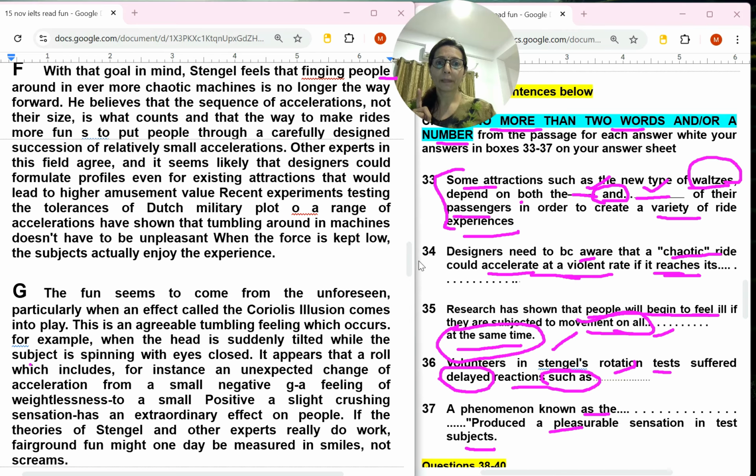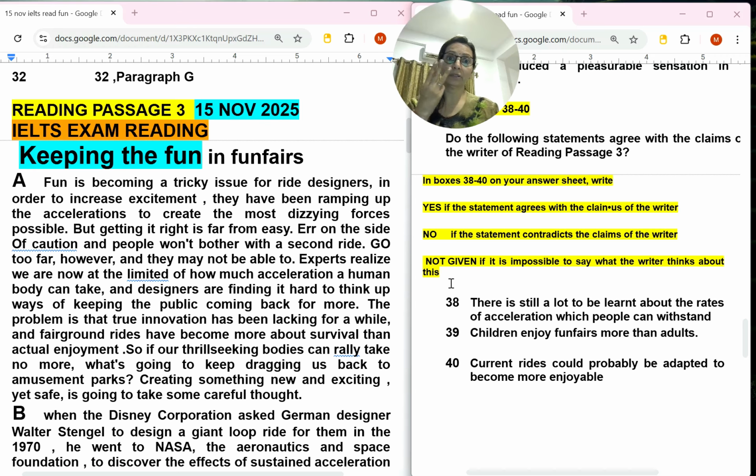See, this word called is here and the word is also here: the Coriolis illusion. When an effect called, a phenomenon known as the Coriolis illusion, comes into play. This is an agreeable tumbling feeling which occurs. Produced tumbling like in the stomach and all, produced a pleasurable sensation in test subject. So throughout they were talking about these test subjects, test meaning on whom they are doing experiments. Given questions, there are 3 questions.